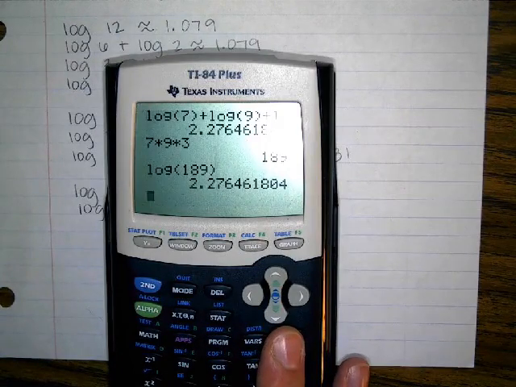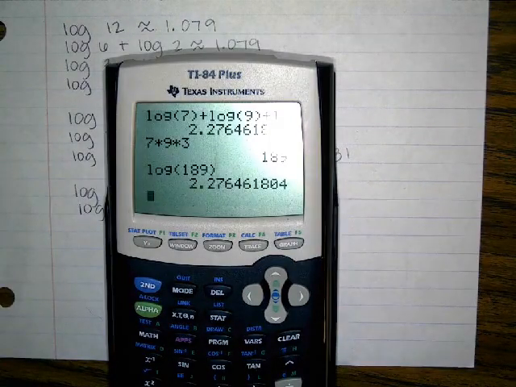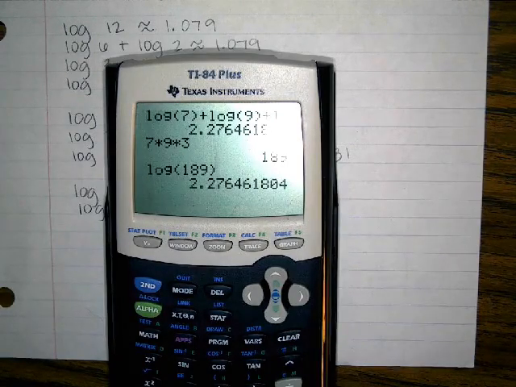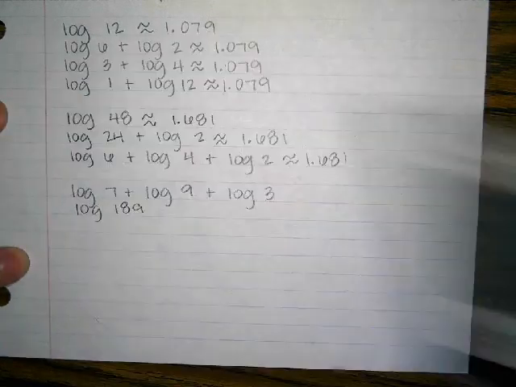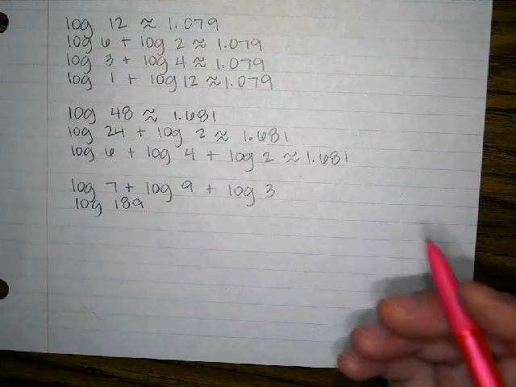So if you ever forget the shortcut in logs, because logs are not as natural to us as exponentials, you just say, what's the exponential rule? It's that when you multiply two exponents, you are actually adding them. So down here, when you are adding logs, that means you're actually multiplying. Does that make sense? Okay.